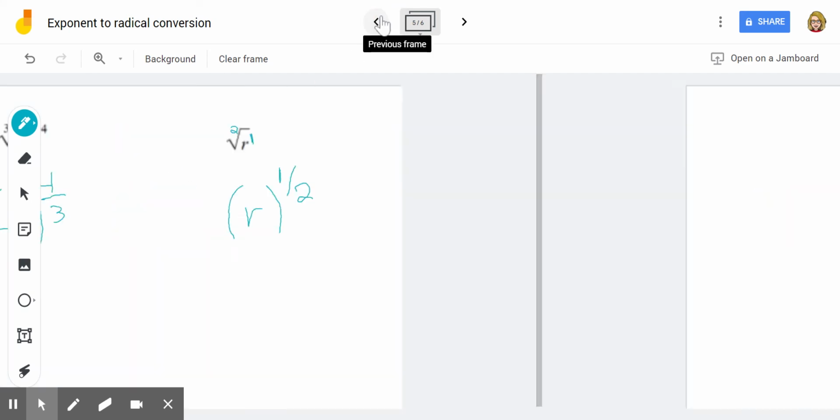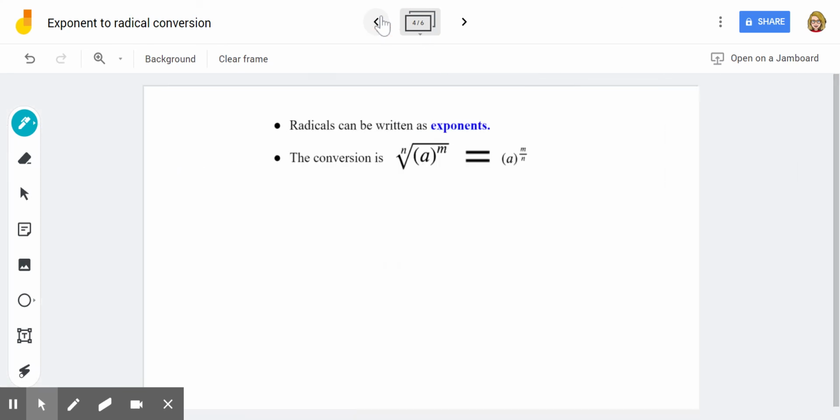Okay, there's one thing I want to say. I have the parentheses written on the inside, but this is the same thing if I have the parentheses on the outside. So either way is correct, whether it's inside the root or outside the root.